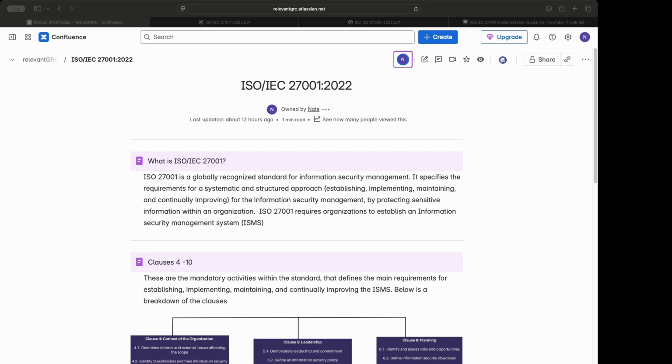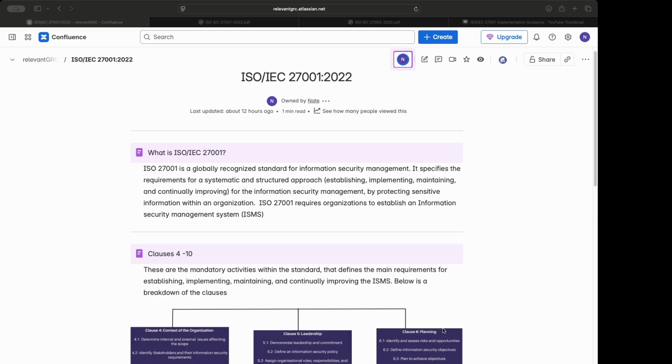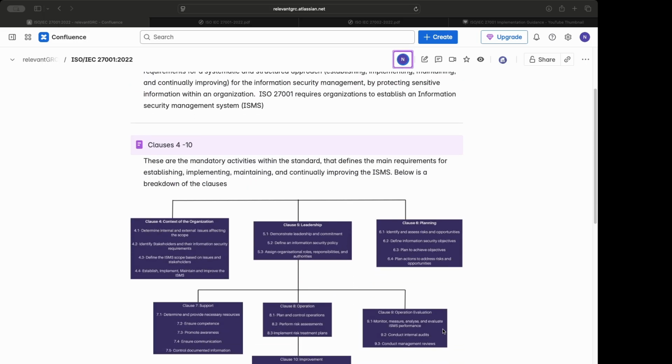The clauses are made up of clause 4 to clause 10, which are the mandatory activities within the standard that define the main requirements for establishing, implementing, maintaining, and continually improving the ISMS. You need to understand that in the requirements of ISO 27001, there are key phrases you need to pay attention to. Under clauses 4 to 10, any word that says shall means that it is mandatory, and hence you need to follow and adhere to those particular requirements in the standard.